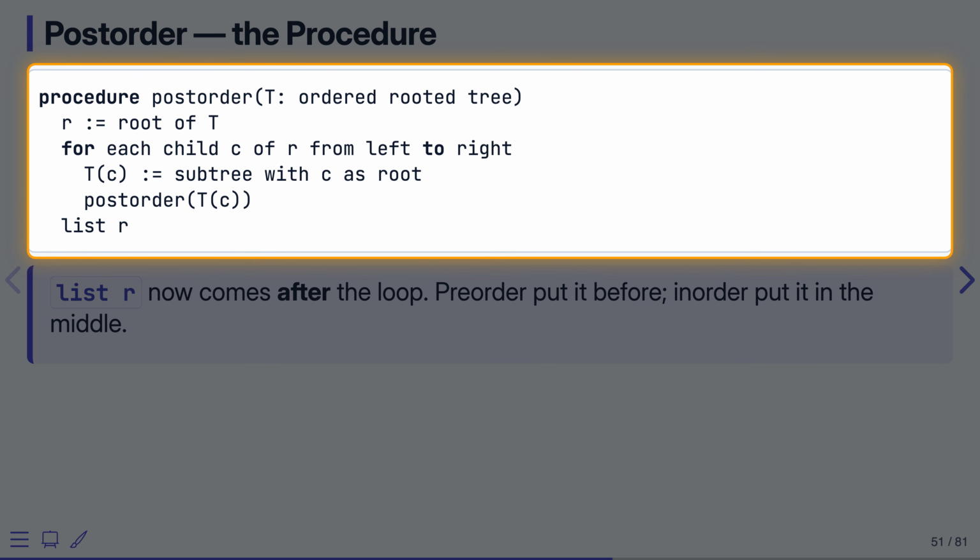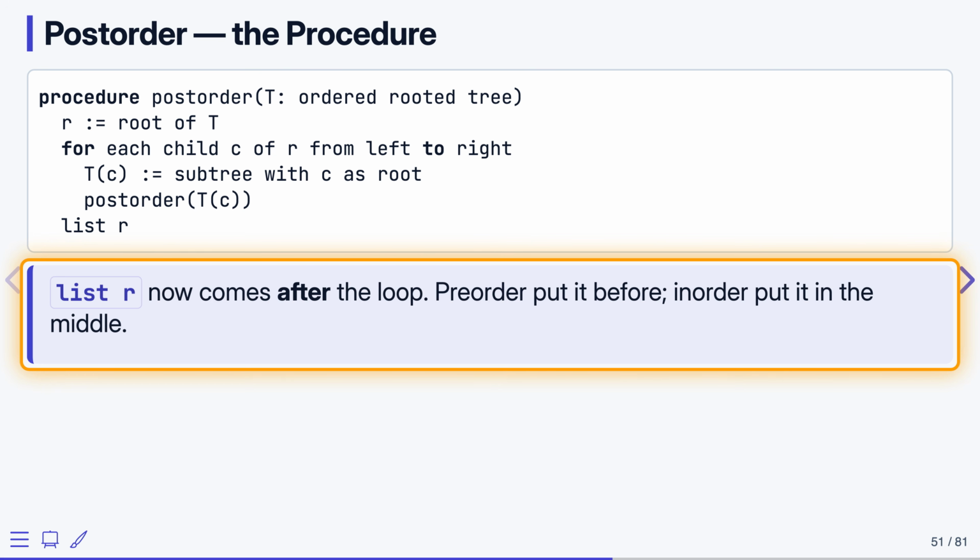This is the procedure for Postorder, and it is the shortest of the three. First we take R, the root. Then, for each child of R from left to right, we run Postorder on that child's subtree, and only after the loop is finished do we list R. Picture the three procedures side by side. They contain the same lines. Preorder puts list R before the loop. Inorder puts it in the middle. Postorder puts it after. One line, three different traversals.